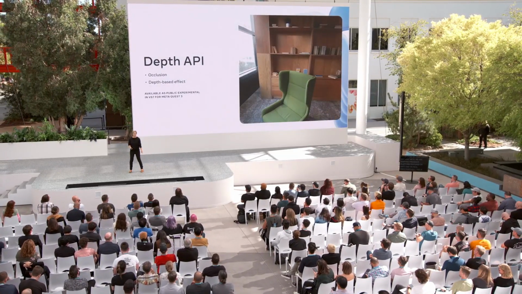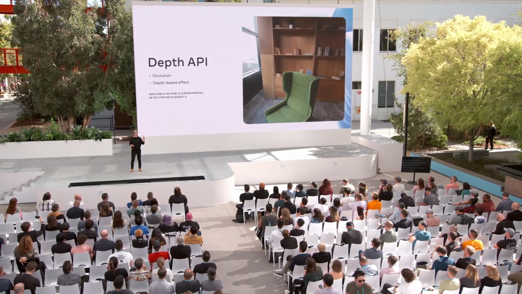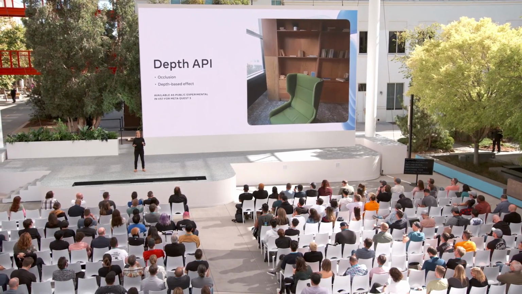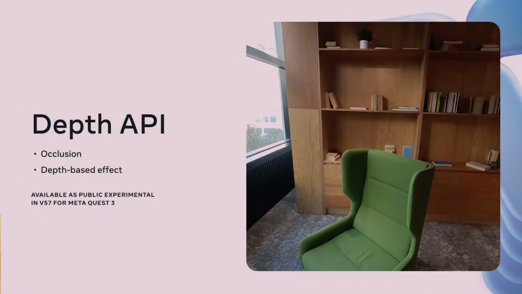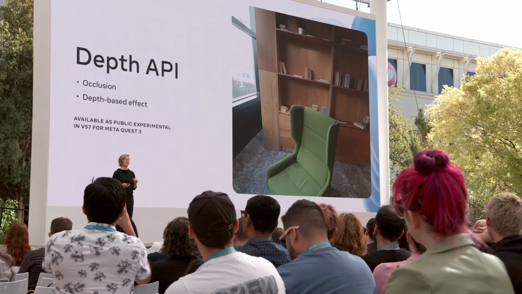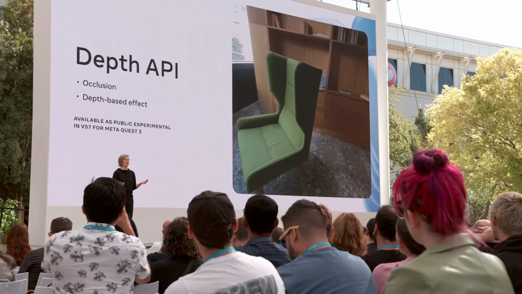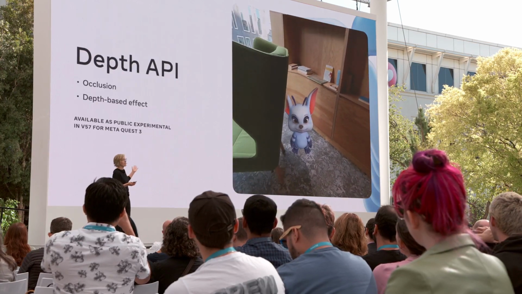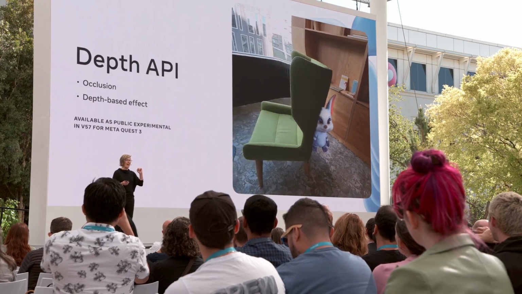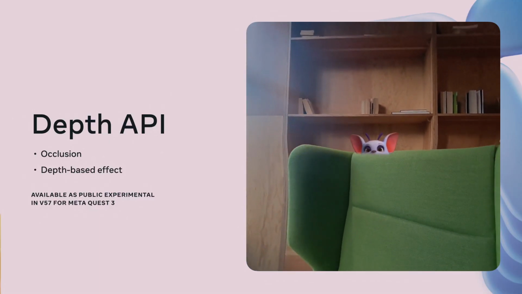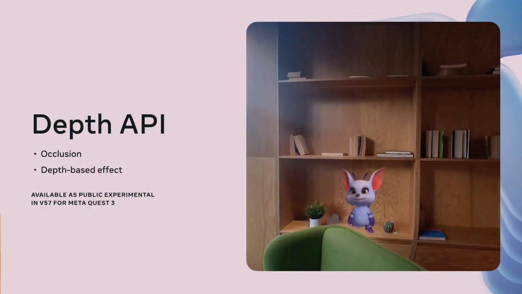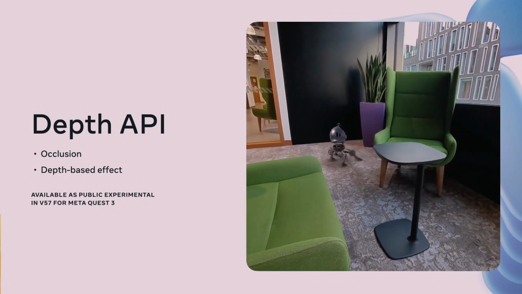Number 2, we're announcing the Depth API. Depth API provides you with real-time, per-eye, per-frame depth estimates of the environment. For example, with Depth API, we can render our virtual friend Api here behind that real chair. And that's called dynamic occlusions, and you can do it now in your apps.